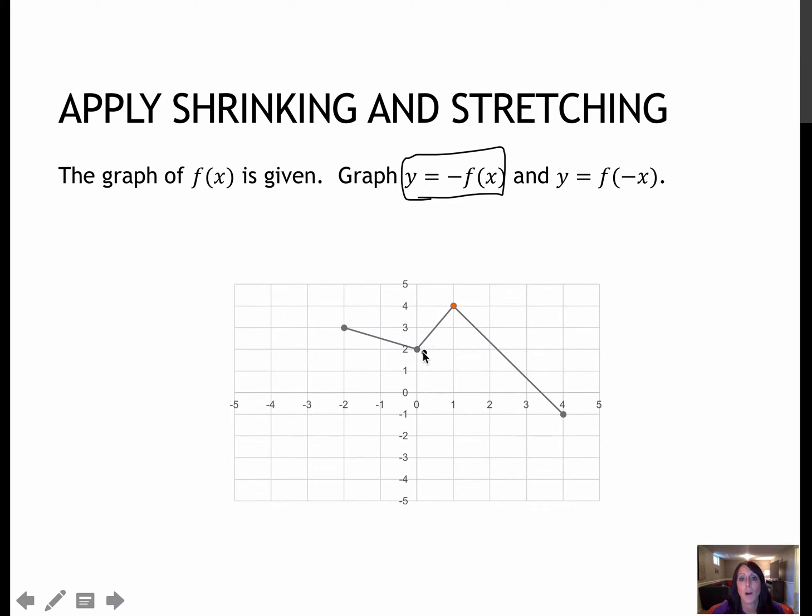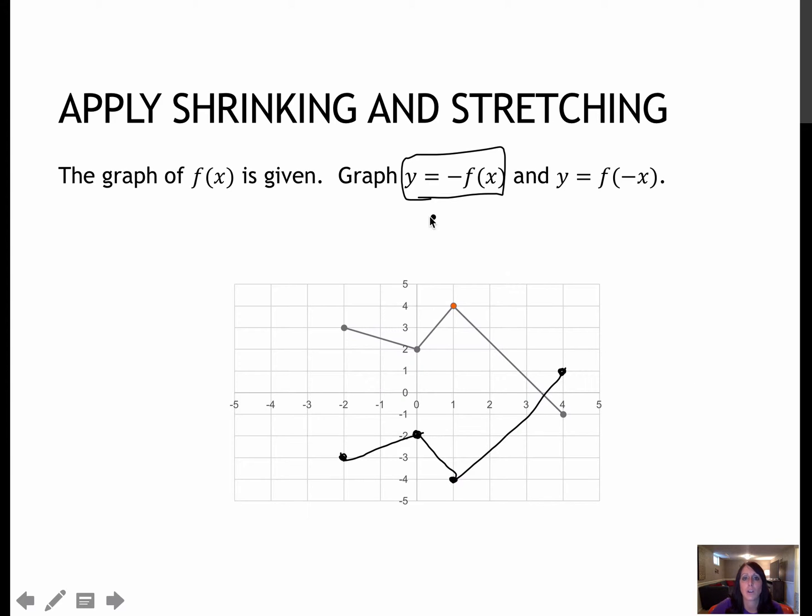So if I'm replacing y with negative y, then my negative 2, positive 3 would be negative 2, negative 3. So I've replaced 3 with negative 3. My 0, 2 would be 0, negative 2. My 1, 4 would be 1, negative 4. And my 4, negative 1, I'd replace negative 1 with positive 1. So my reflection looks like that.